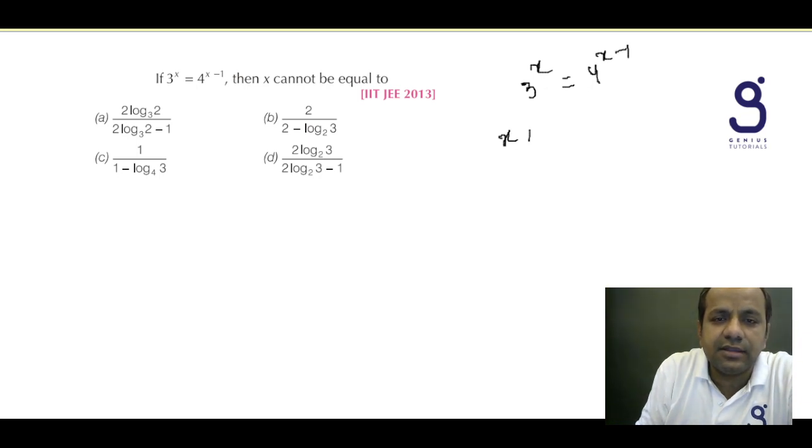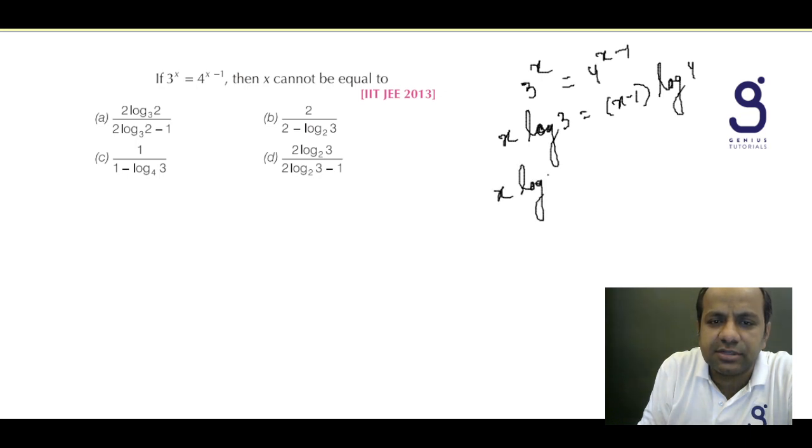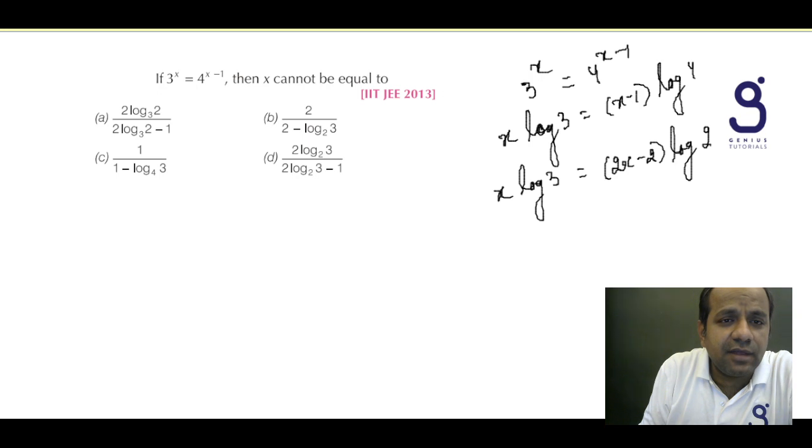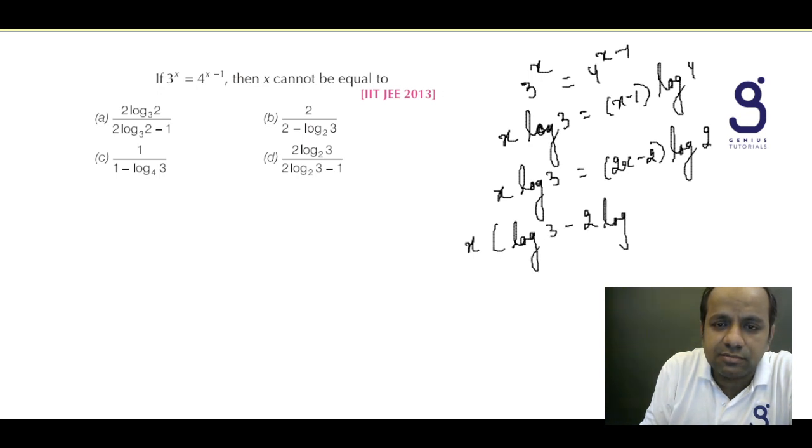Taking log both sides, we can say that x log 3 will be equal to x minus 1 log 4. Log 4 is nothing but 2 times log 2. You can rewrite this expression as 2x minus 2 into log 2. We need to find the value of x, so let's bring all the terms containing x on one side. What will this become? x into log 3 minus 2 log 2, and this will be equal to minus 2 log 2.